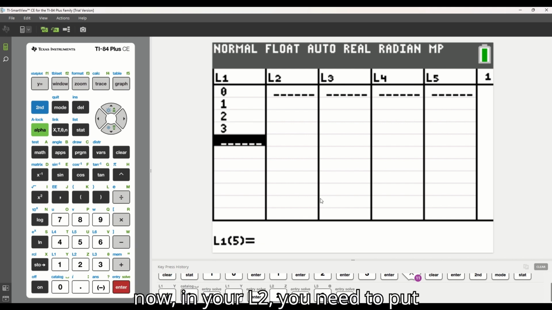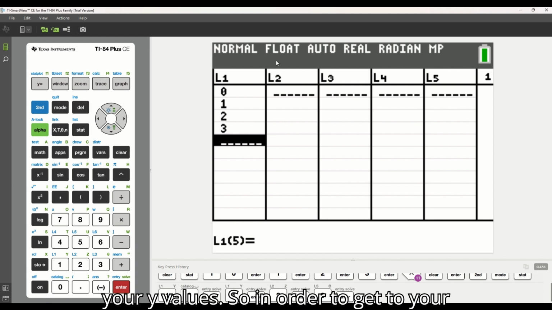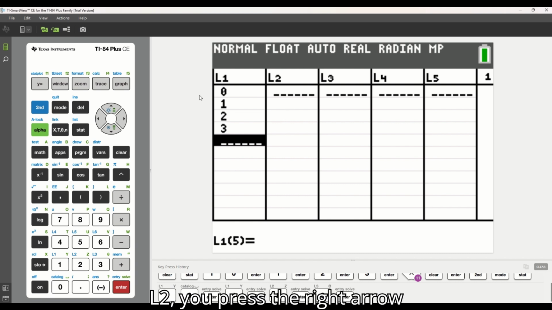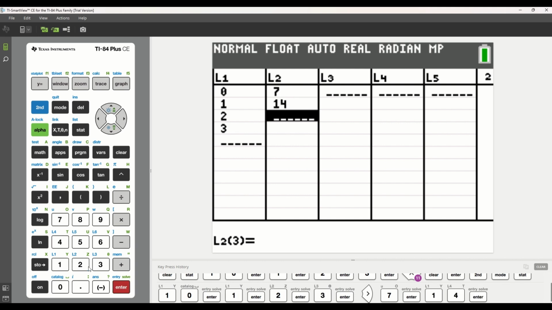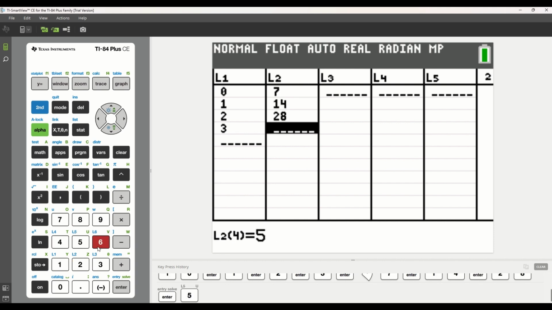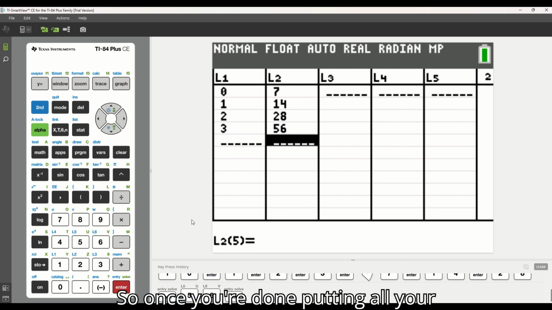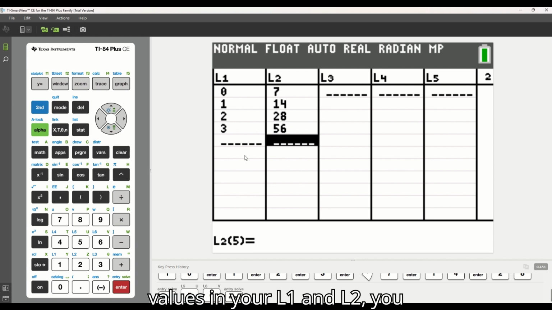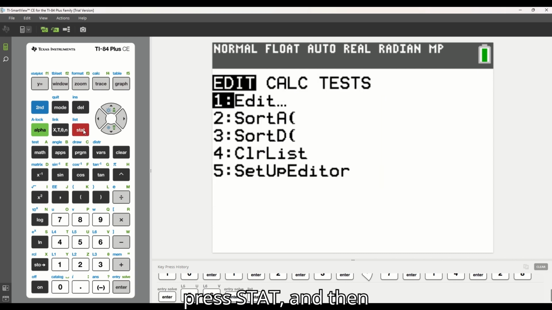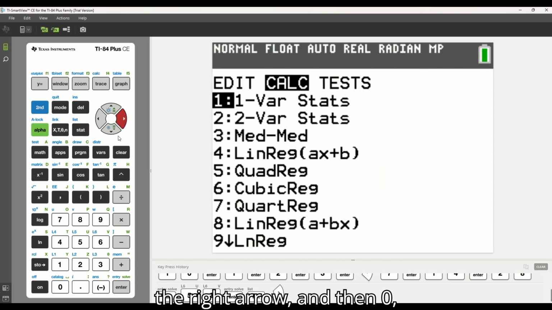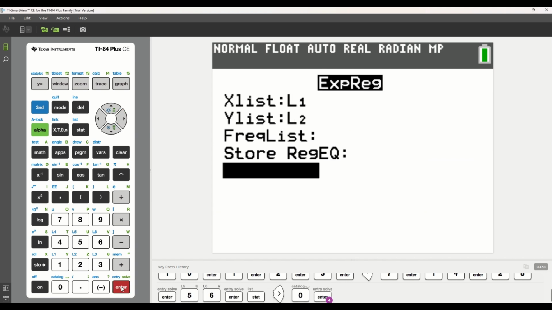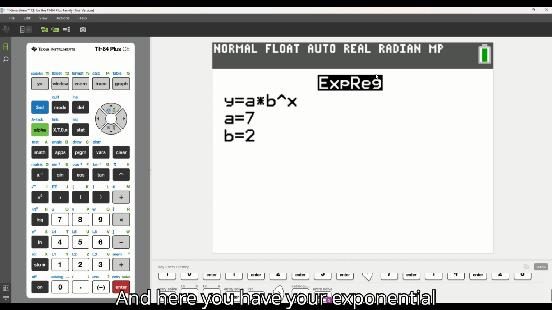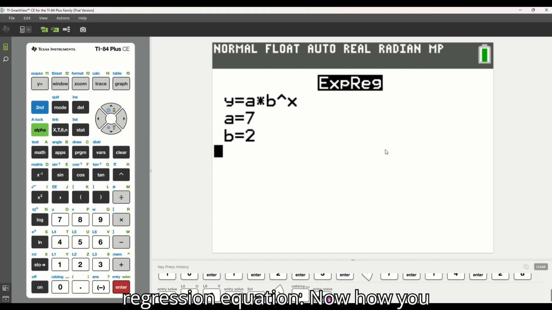And so now in your L2, you need to put your y values. So in order to get to your L2, you press the right arrow once, and then you put your y values. So once you're done putting all your values in your L1 and L2, you press stat and then the right arrow and then 0 and press enter 5 times. And here you have your exponential regression equation.